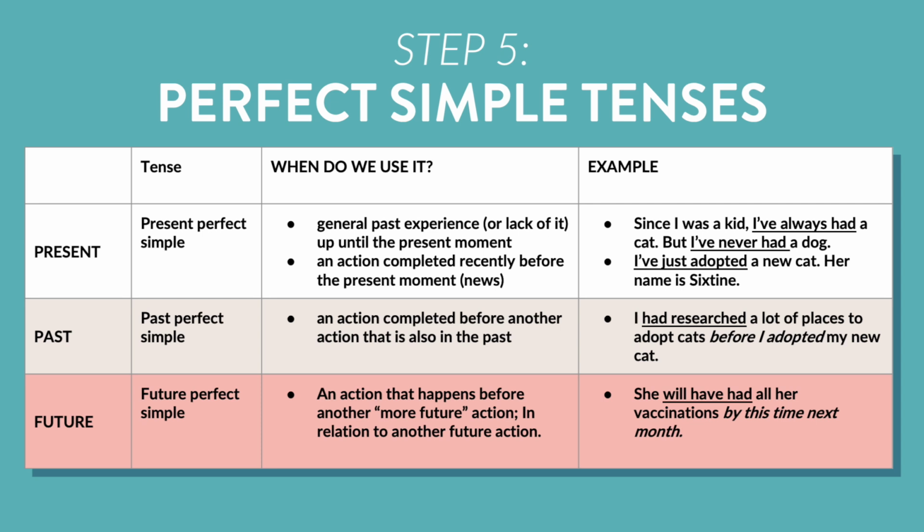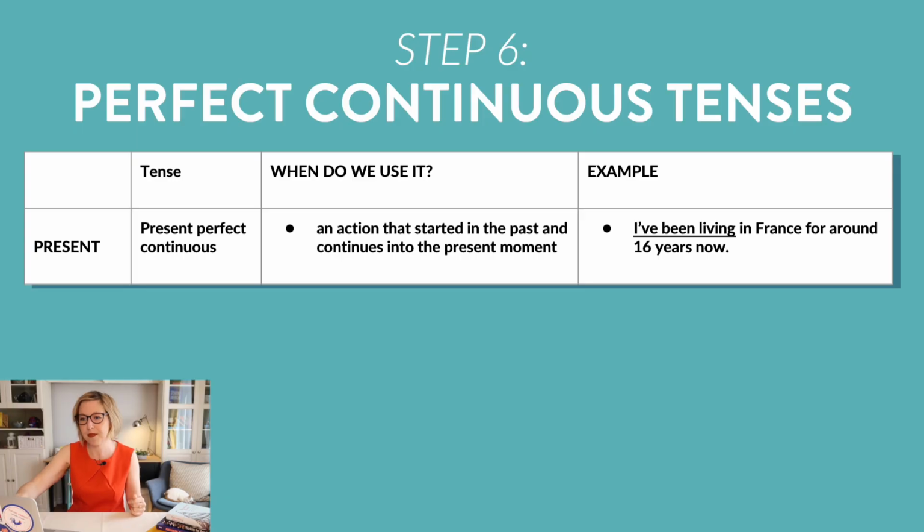So future perfect simple. By this time next month, she will have had all of her vaccinations. So this time next month, it's in the future, but by this time next month, she will have had all of her vaccinations. By this time next month, in the future, will have had, it's a little bit before this future moment.